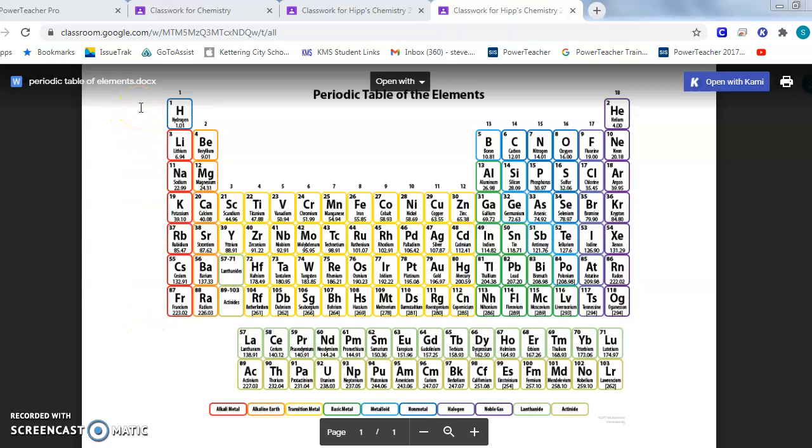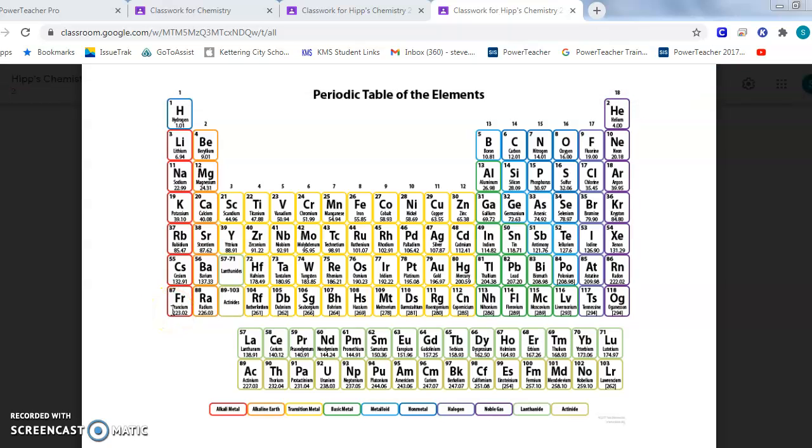But count how many horizontal rows there were. 1, 2, 3, 4, 5, 6, 7. The principal quantum number is really represented vertically. Or horizontal rows, I should say horizontal rows, 1 to 7 vertically, but each number corresponds to a different row on the periodic table of elements.